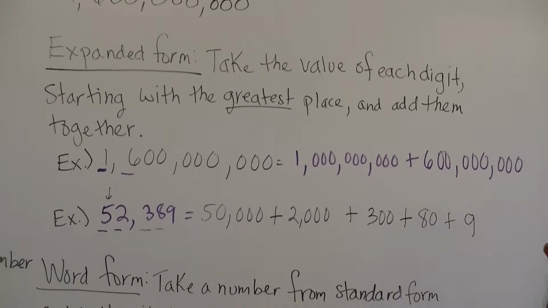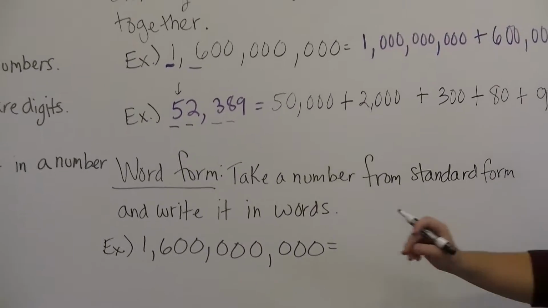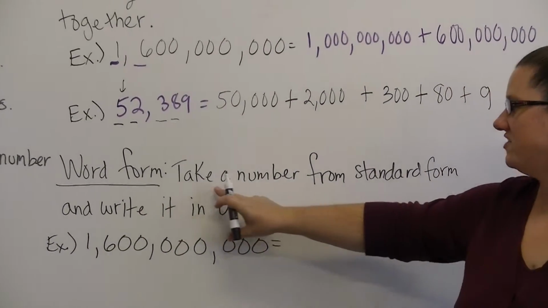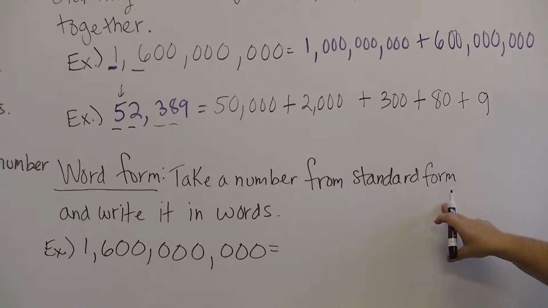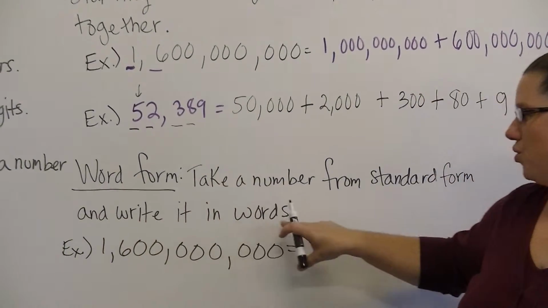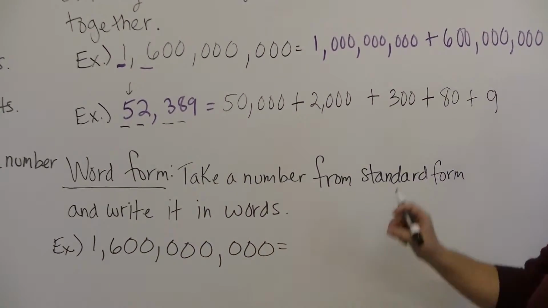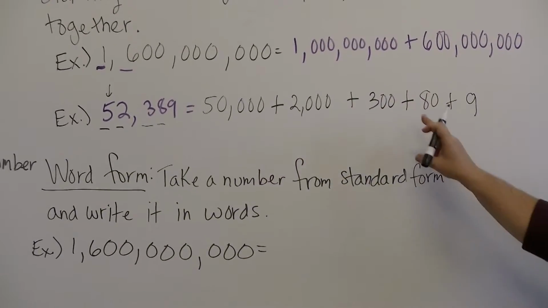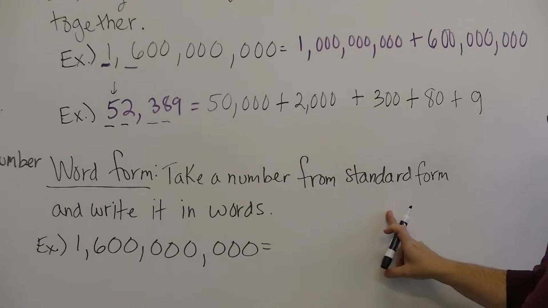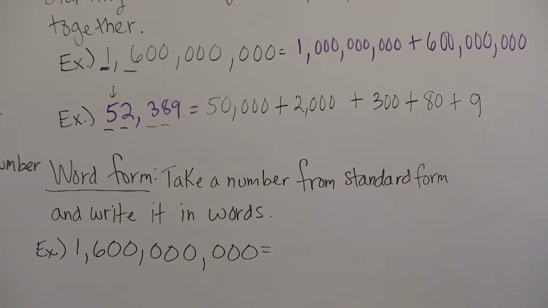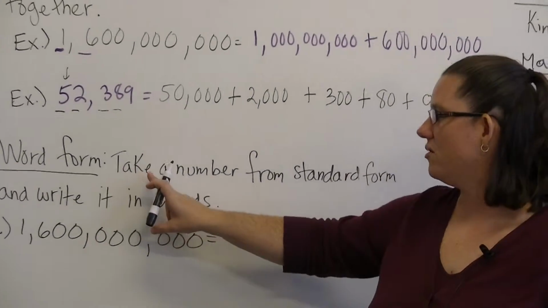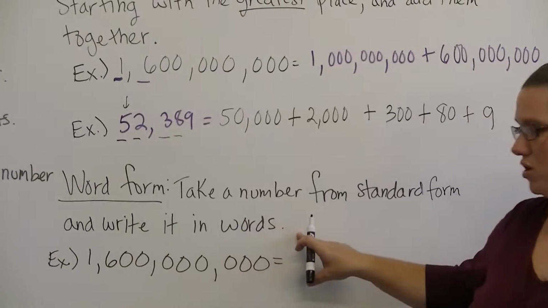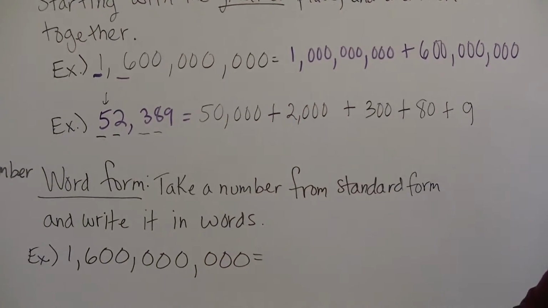Our last form that is on the top of page 7 is your word form. Okay, what is word form? Word form is taking a number from standard form and writing it in words. You may also be asked to take it from expanded form and write it in words. In that case, you need to put it in standard form first, and we'll practice those together. So again, get in your notes, word form is where you take a number from standard form and write it in words. We're going to do the first example that's in the book.